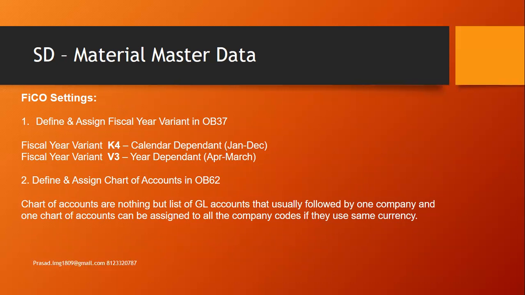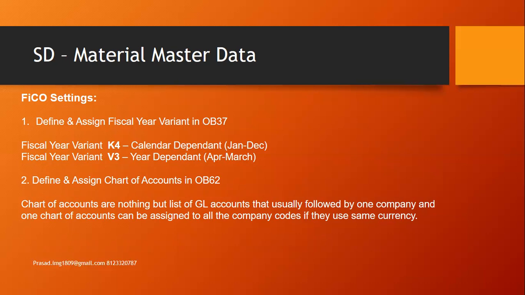We all know there are two types of fiscal year variants that are majorly used: calendar year and year dependent. K4 is calendar dependent, from January to December, where the system will consider the financial year. And fiscal year variant V3 is year dependent, April to March.